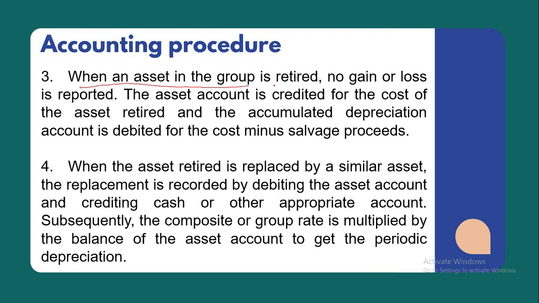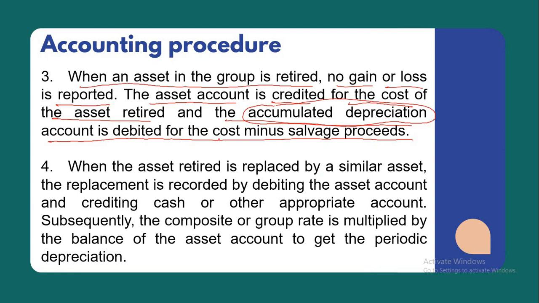Pag i-retire daw nimo or dispose ang isa ka-asset, no gain or loss is reported. So, walay gain or loss, not the usual thing that we do. Okay, nga pag i-dispose diba nato ang asset, there will be gain or loss to be recorded if there's a difference between the selling price and the carrying amount of the asset. So, in this method, wala daw gain or loss. The asset account is credited for the cost of the asset retired, and the accumulated depreciation is debited for the cost minus the salvage value. So, ang accumulated depreciation na nimo will be the balancing figure na lang diretso. Balancing figure sa cost and the salvage value or salvage proceeds. Okay?